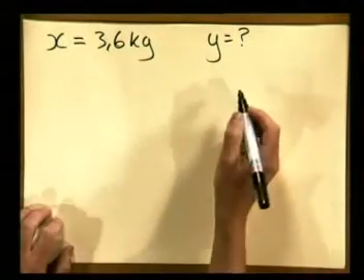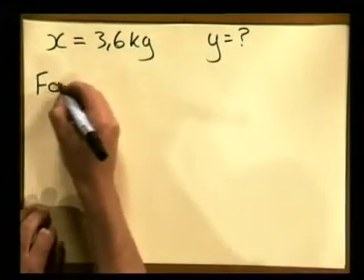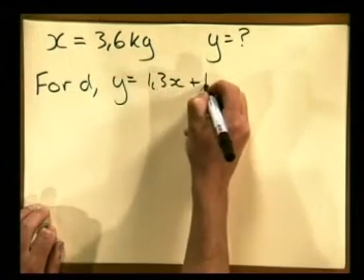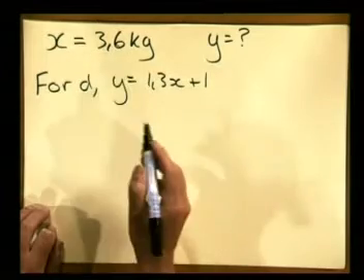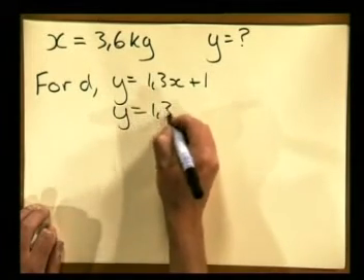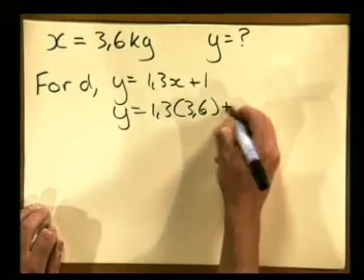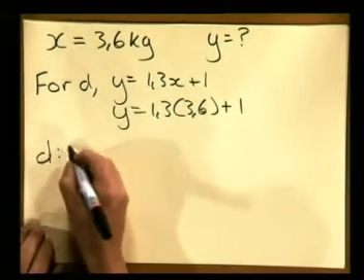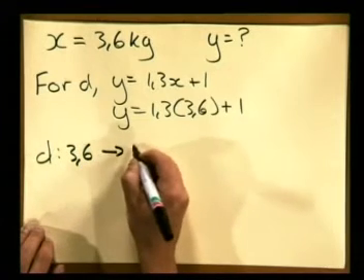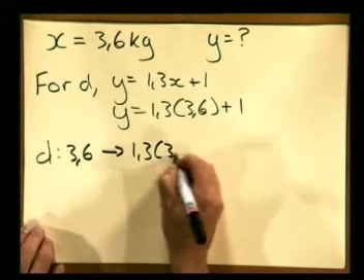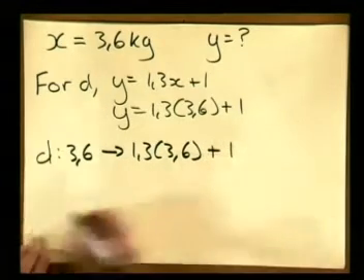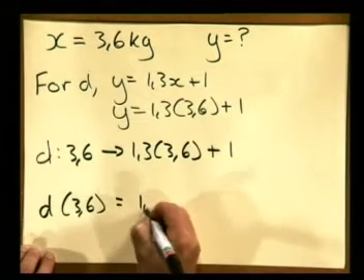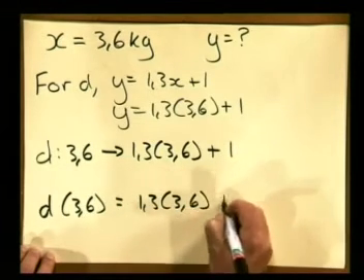Remember, we've got various different notations we can use. Firstly, for d, y is equal to 1,3x plus 1. And therefore, when x is equal to 3,6, y is equal to 1,3 multiplied by 3,6 plus 1. An alternative notation we could use is the mapping notation. D will map 3,6 onto 1,3 multiplied by 3,6 plus 1. Or lastly, d of 3,6 is equal to 1,3 multiplied by 3,6 plus 1.